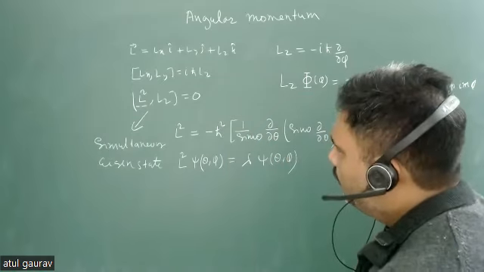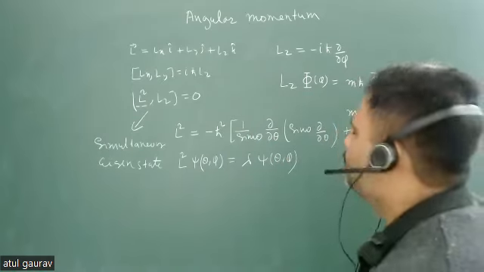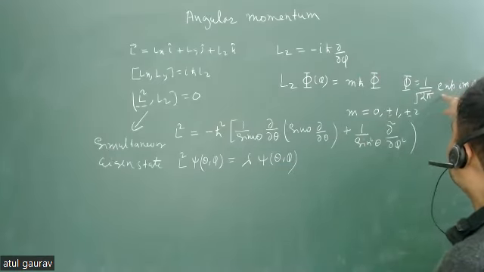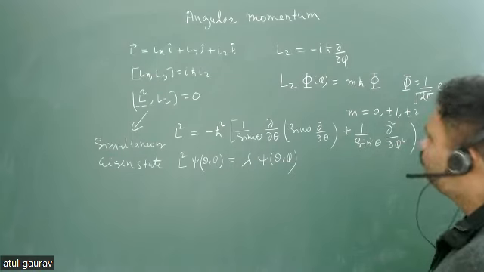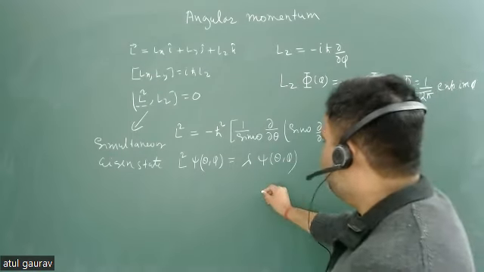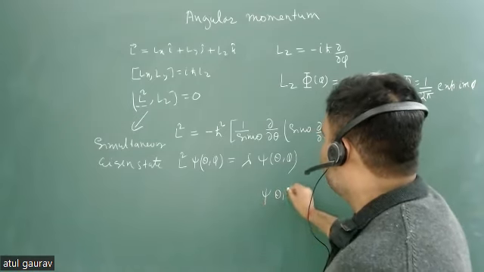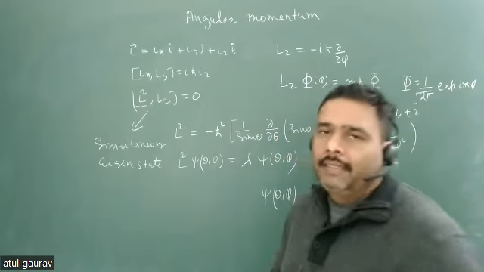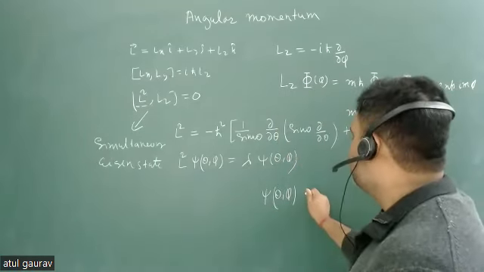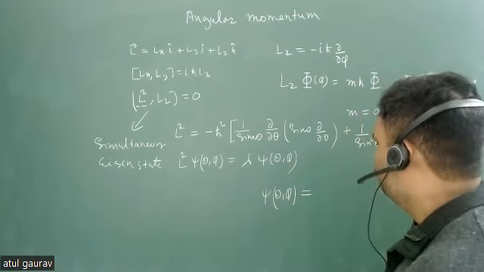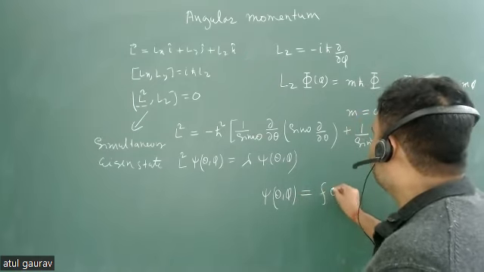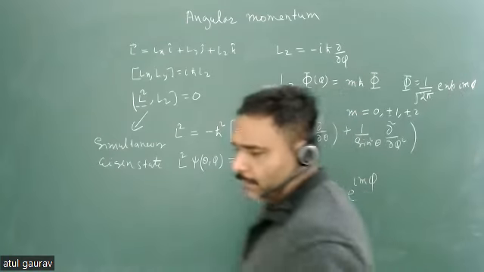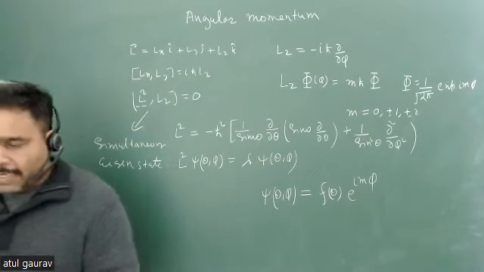Now, if psi theta phi is also an eigenstate of Lz, and we know the eigenstate of Lz is 1 upon root 2 pi exponential i m phi, then can I write psi theta phi? Here theta and phi are random variables but independent random variables. Then can I write psi theta phi is equal to some function of theta times e to the power i m phi? Do you agree with this logic?